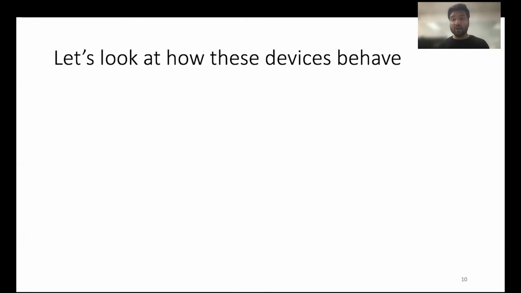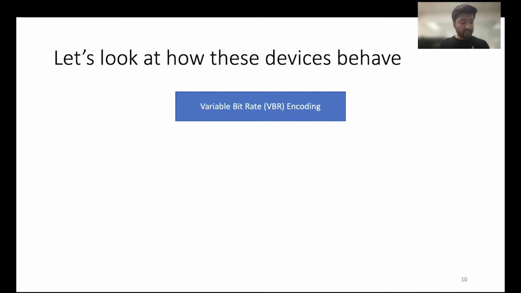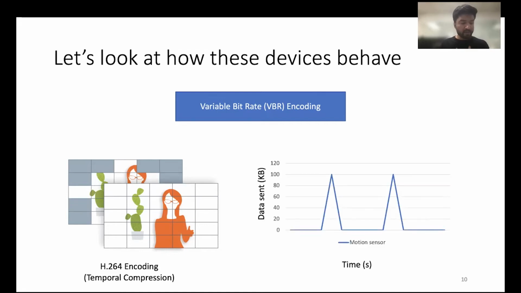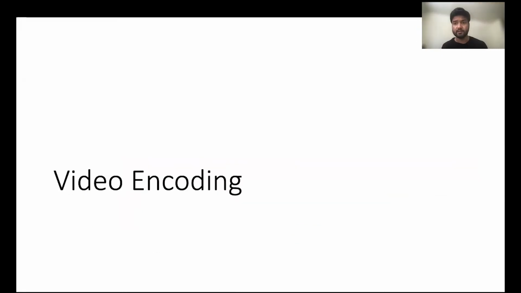Now, let us look at how these devices behave. For reasons of bandwidth efficiency and power, most of these devices use variable bitrate encoding. That is, they transmit more data when the scene is changing rapidly and less data when the scene is static, such is the case for temporal compression in cameras and event-based transmission in motion sensors. Before we go any further, let's take a moment to understand how this works in practice.